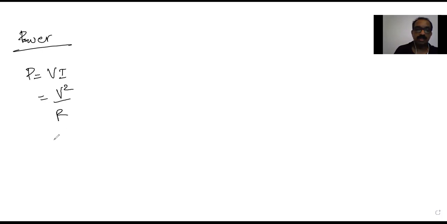Now, the next point to understand is about electric power and electric energy, and certain equations to memorize. Three equations I'll tell you. Power is VI, power is V squared by R is another equation, and electric power is I squared R.